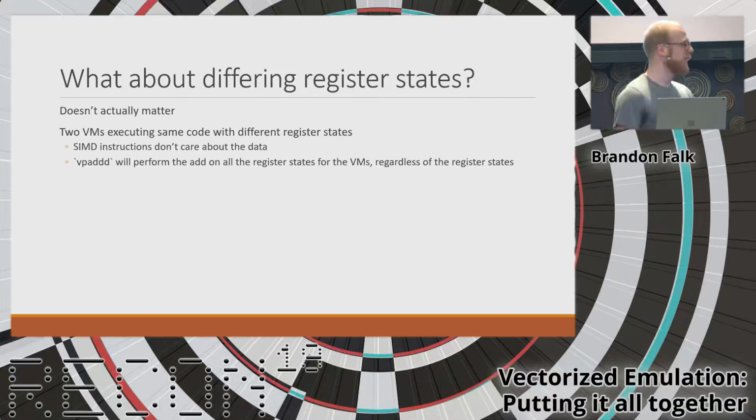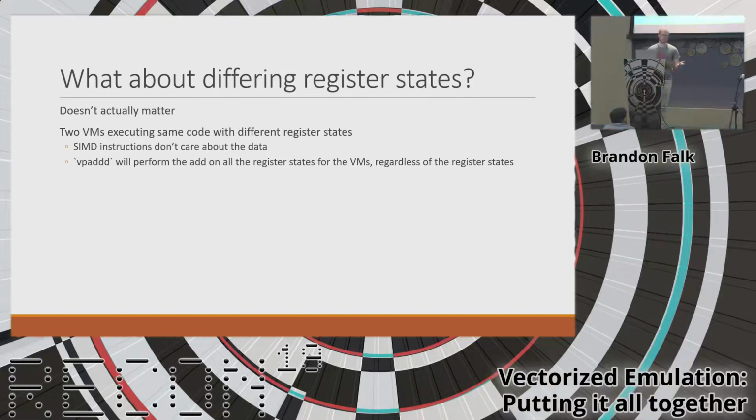Another question that I had was, what do I do with differing register states? In this case, if you think about it a little bit, it just doesn't really matter. All the SIMD instructions are meant to operate on different data. As long as you're performing the same instruction, it doesn't matter what the actual contents of the registers are. It's just going to do the same thing. Obviously, memory accesses are different there.